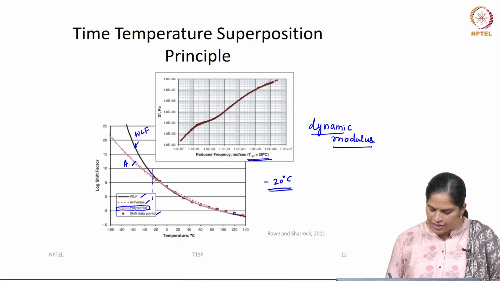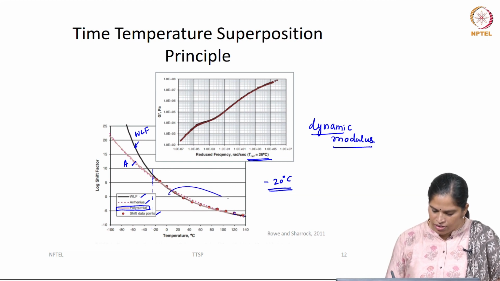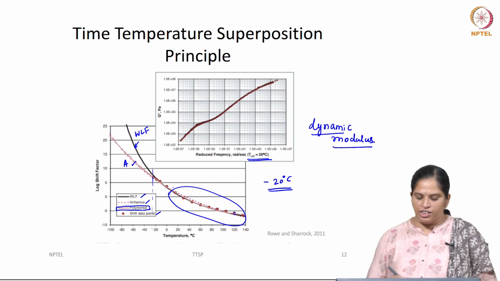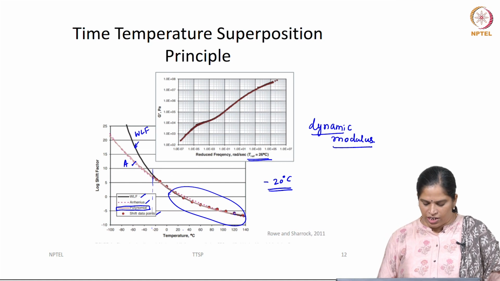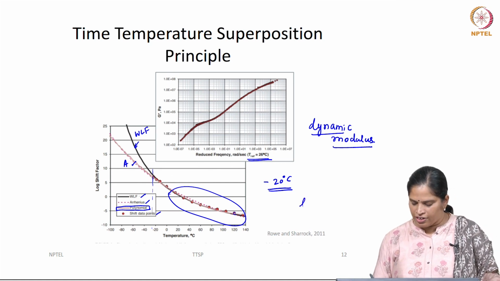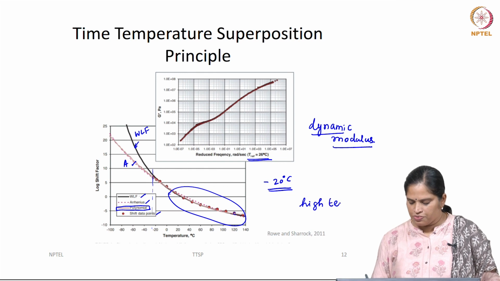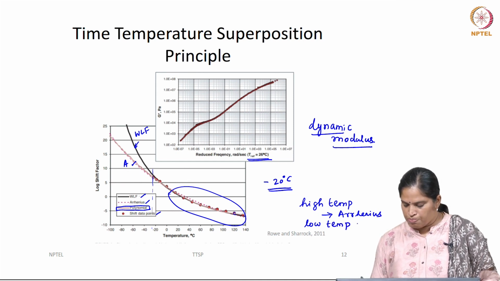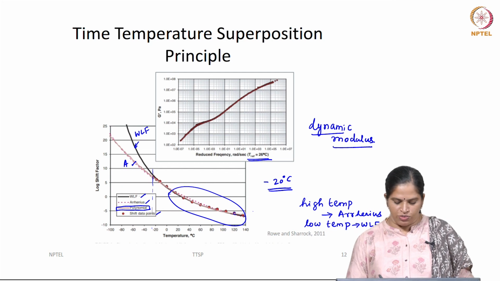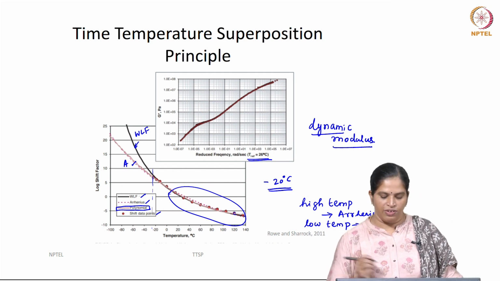So, there is a common temperature range here where both the Arrhenius and WLF equations are applicable. Generally, as the temperature goes higher and higher, in the high temperature range we prefer the Arrhenius equation, and at the low temperature range we prefer the WLF equation. But you can see a common temperature range where both the Arrhenius and WLF equations are applicable.